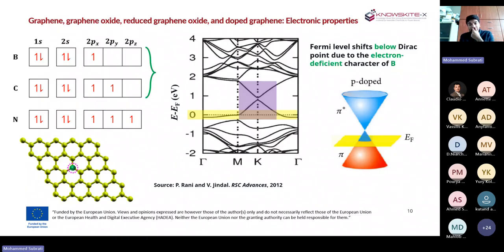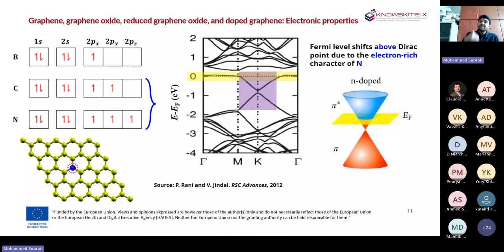In the case of nitrogen instead of boron, the Fermi level will shift above the Dirac point. This is why it will be a negatively charged semiconductor. Of course, you will have a band gap in both cases. This is how we produce a P-type semiconductor with boron, and an N-type semiconductor with nitrogen-doped graphene.